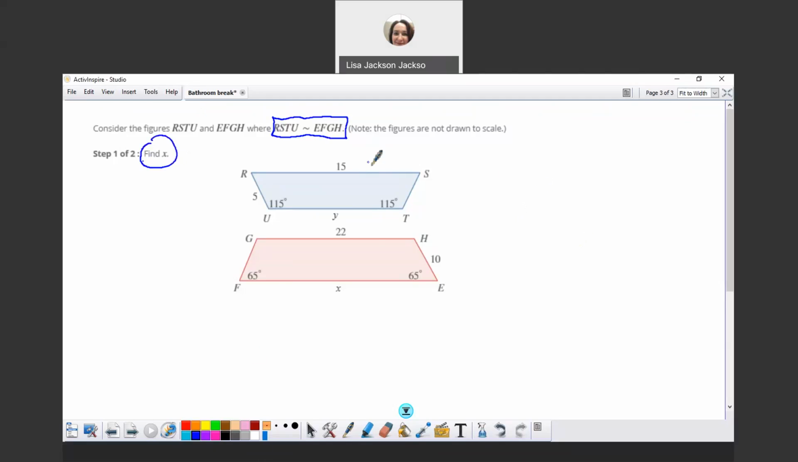Before we do that, they've again flipped this and turned it over. So I need to rewrite these so that I can tell which sides match each other. I'm going to leave this red trapezoid the shape it is. I'm going to redraw the blue one.